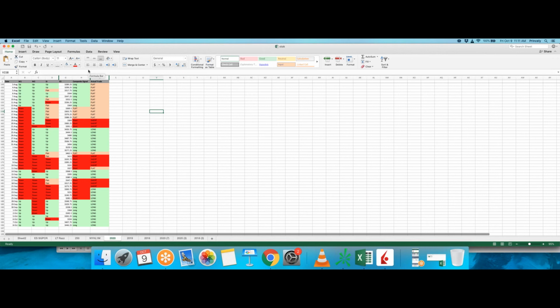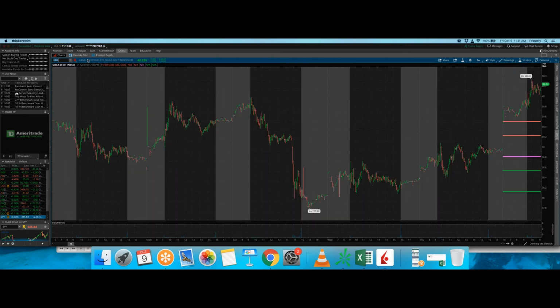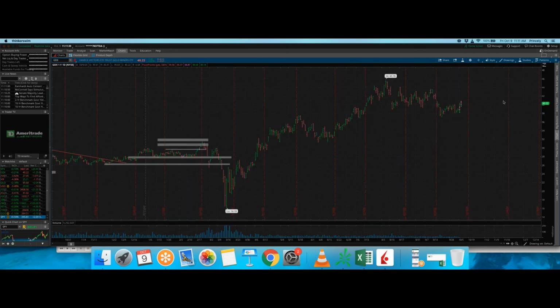Those are all the signals. I think we looked at everything related to ES. So we can have a quick look at GDX. No, I didn't look at this today.